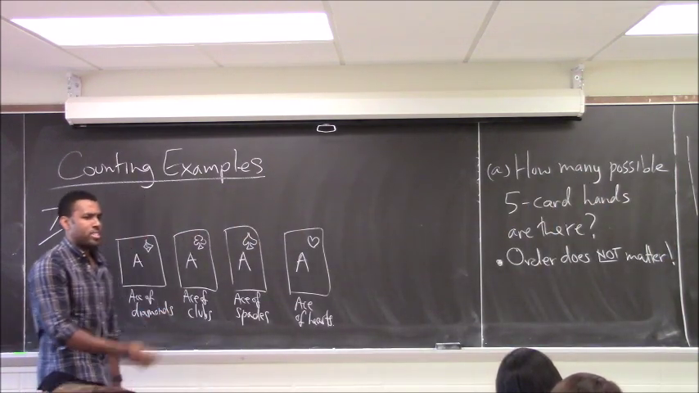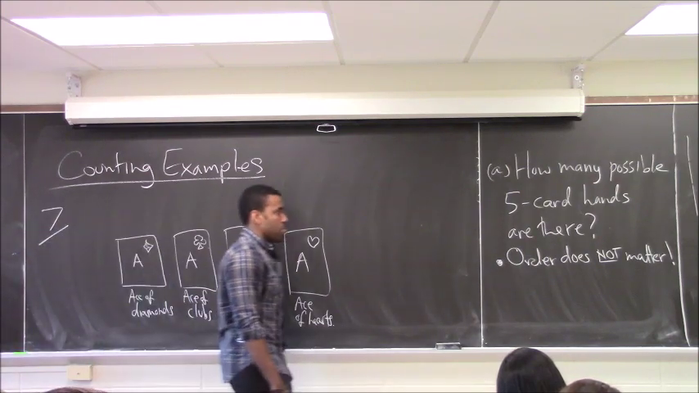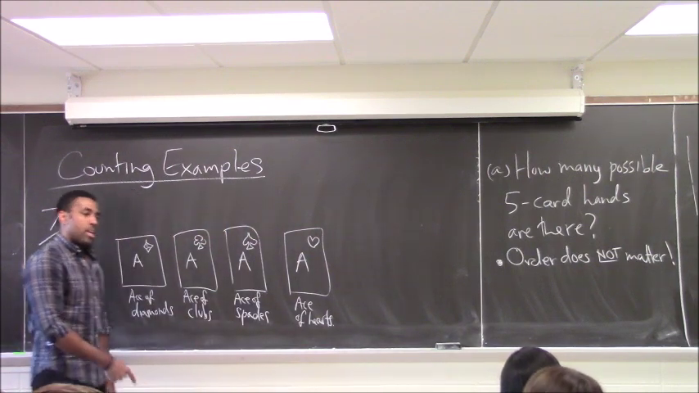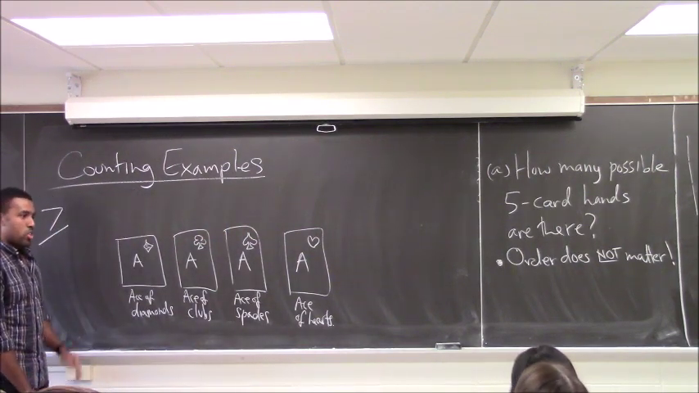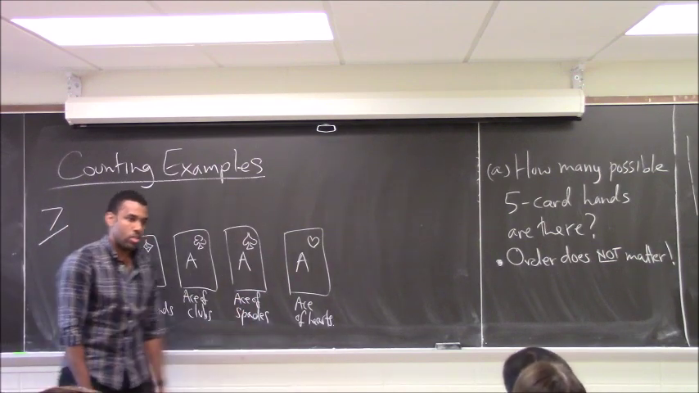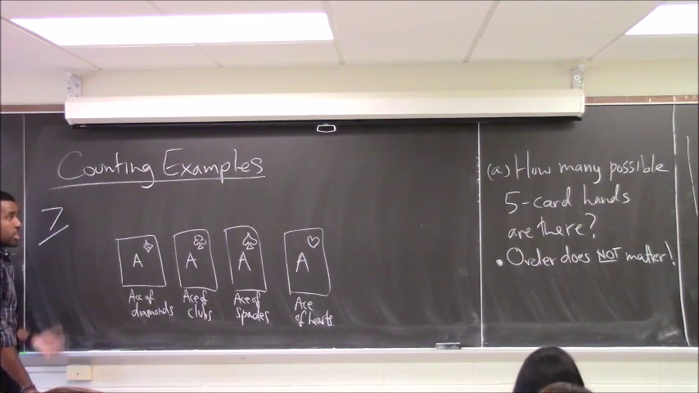In fact, they're going to be face down. You're not even going to know what he gave you first versus second. It's not going to matter. You just lift up your hand, you have these 5 cards. So order does not matter. That automatically puts you in a certain mindset. That means you're not going to be looking at permutations at all now, right? So it's probably going to be between the multiplication rule and the other one.